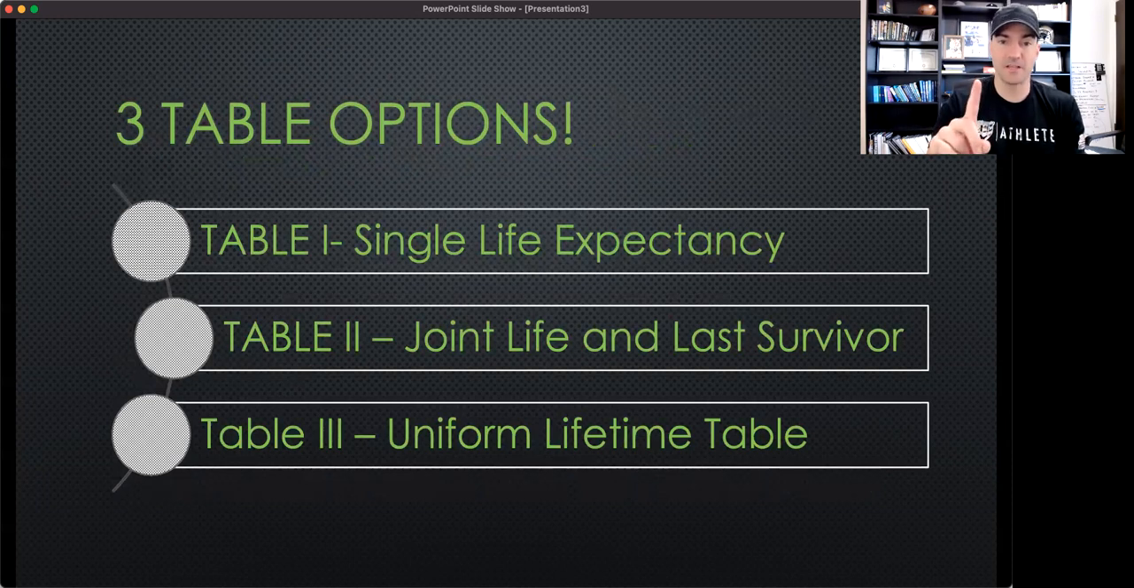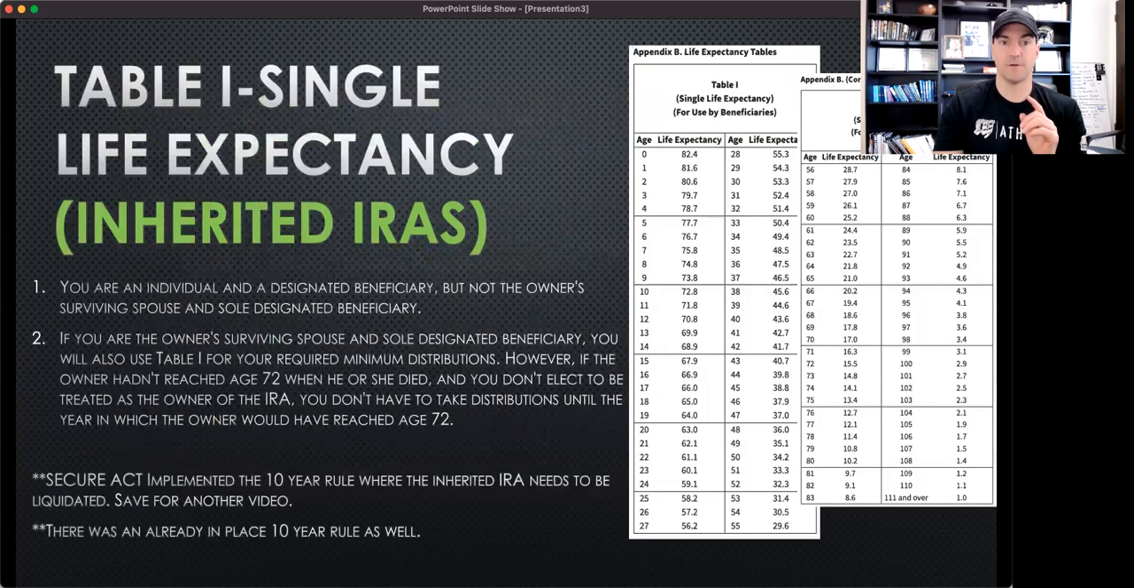You have the single life expectancy table, the joint and last survivor table, and the uniform lifetime table. Table 3 is the most common, and Table 1 applies to inherited IRAs, so the original IRA owner has passed away. Let's talk about that one first. Table 1 is the single life expectancy table, so it's inherited IRAs.